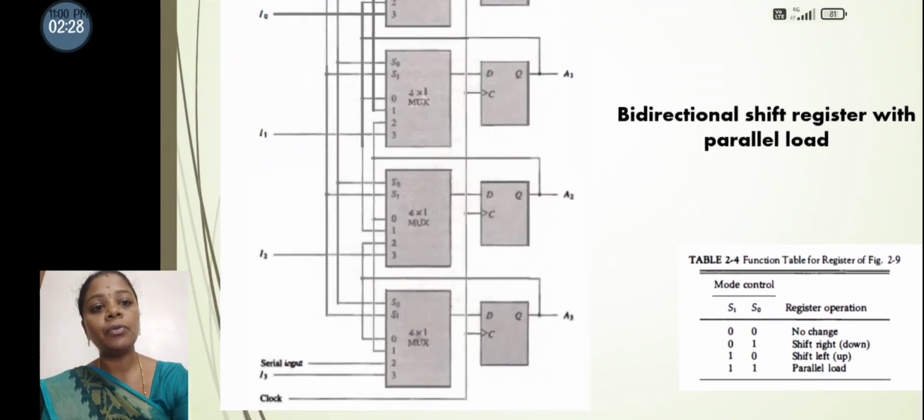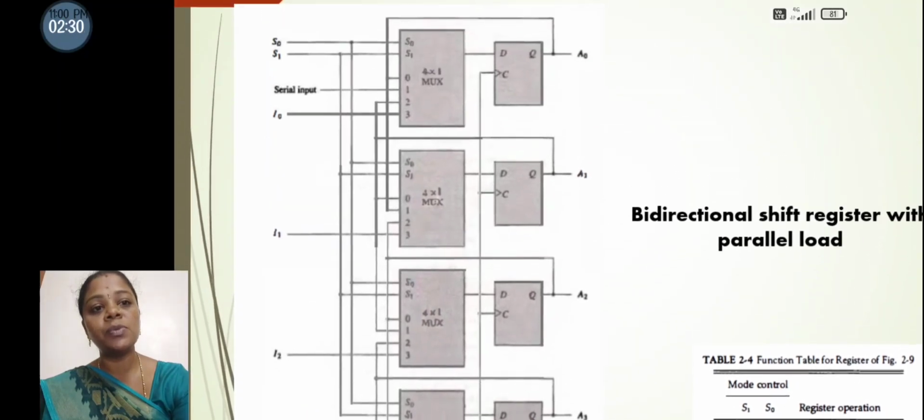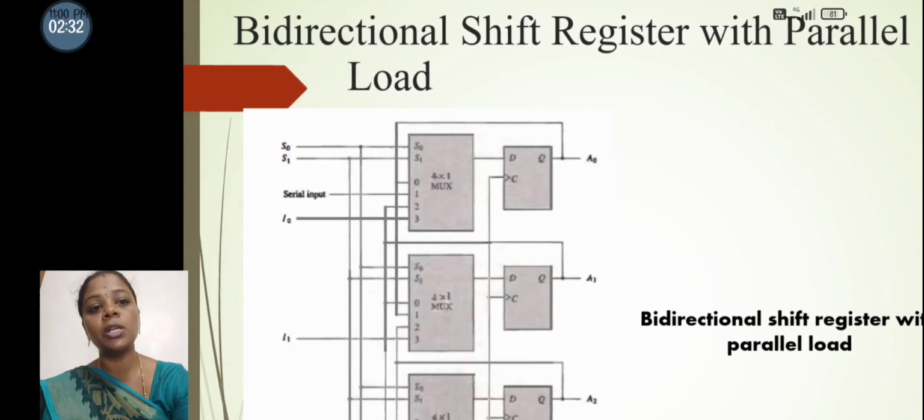Here we have 4 D flip-flops, and each flip-flop has its own corresponding multiplexer of 4x1 size. That means it has 4 inputs and 1 output. The 4 inputs are as follows: when the input number is 0, the input is taken as feedback from the output of the D flip-flop.